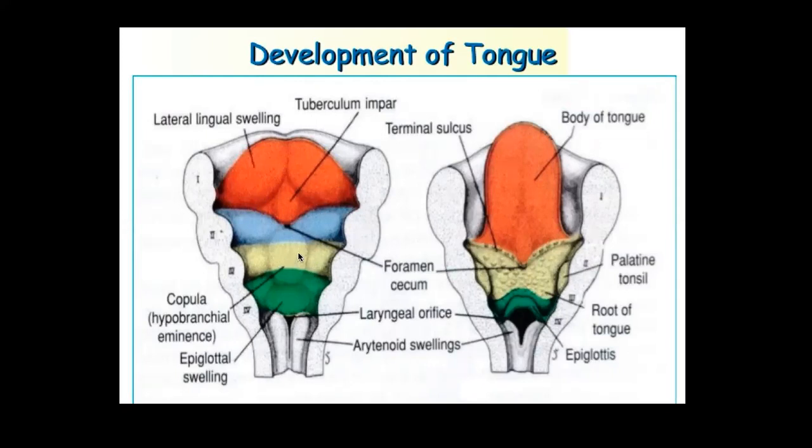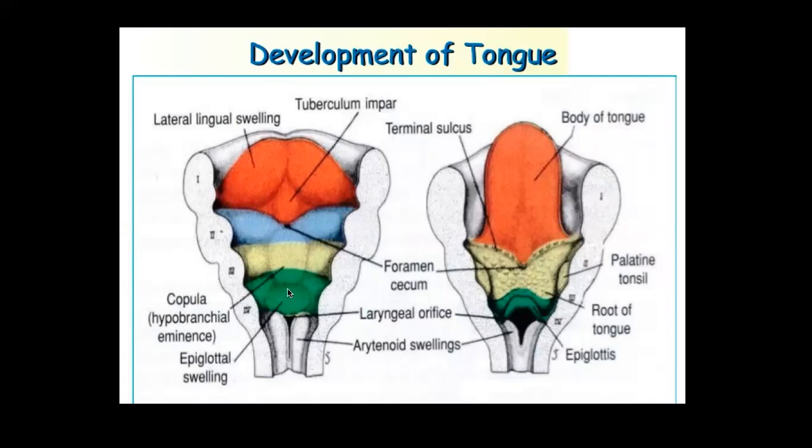Okay. Now second arch is completely overlapped by the third arch. What is the area coming from the third arch? From the third and fourth, there is an elevation which is called hypobranchial eminence. Okay, hypobranchial eminence, an elevation which is present on the under surface of the branchial arches. Okay, pharyngeal arches are also called branchial arches. So in between we will see an elevation. This is called hypobranchial eminence.